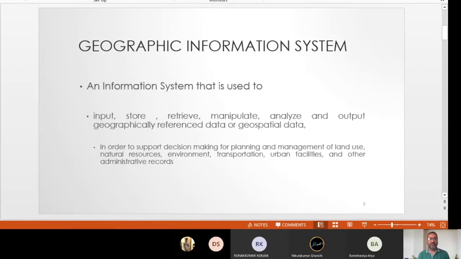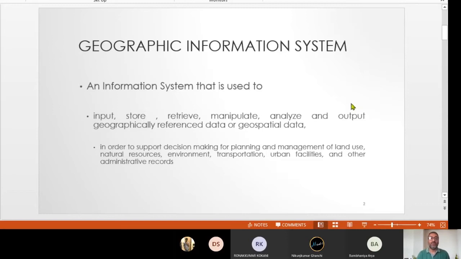It is an information system used to input, store, retrieve, manipulate, analyze, and output geographically referenced data or geospatial data. There are many things. If you understand this definition, or you can say part of the definition, you understand what GIS is. So in this geographic information system, what do we do? We input data, we store data, we retrieve data, we manipulate data, we analyze data, and the output is the processed data.